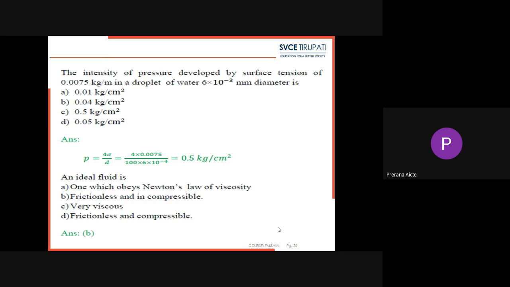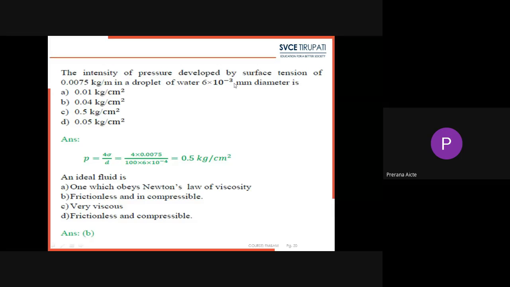Another one: the intensity of pressure developed by surface tension of 0.0075 kg per meter in a droplet of water is 6 into 10 power minus 3 mm. Then the diameter is, so here we have to calculate the intensity of the pressure.